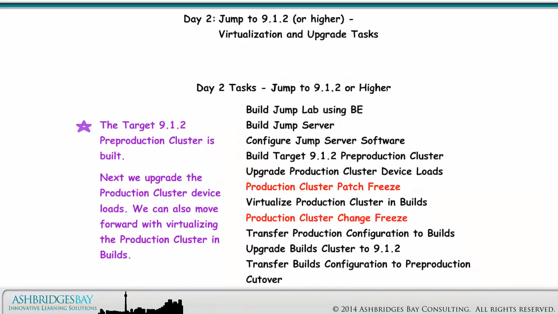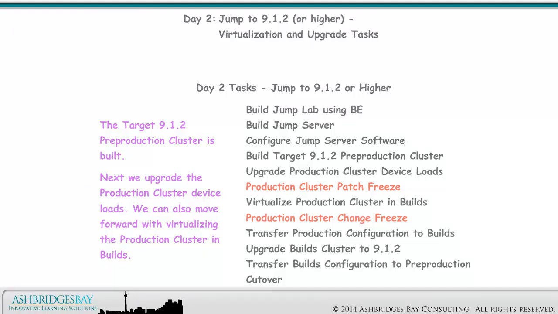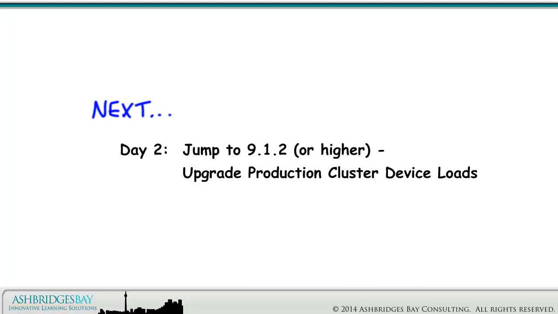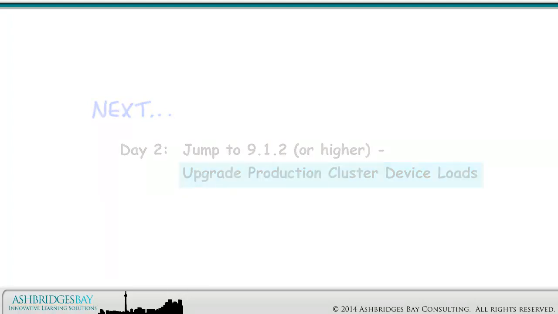The target 9.1.2 pre-production cluster is built. Next, we upgrade the production cluster device loads. We can also move forward with virtualizing the production cluster in builds. Coming up next, Day 2, Jump to 9.1.2 or higher, upgrade production cluster device loads.